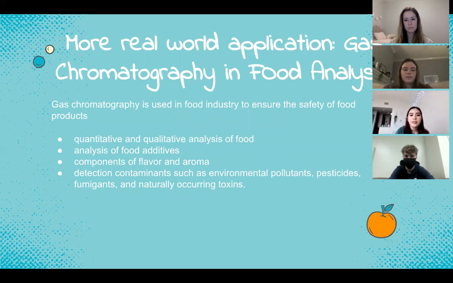I also included this example because I think a lot of us didn't realize how much GC really affected our day-to-day lives. But GC is actually used commonly in the food industry to ensure the safety of food, so it's very important. It allows scientists to see the quality of food and detect any contaminants, make sure that the flavor and aroma is consistent, and control what kind of natural bacteria, good bacteria versus bad bacteria, are in the food.